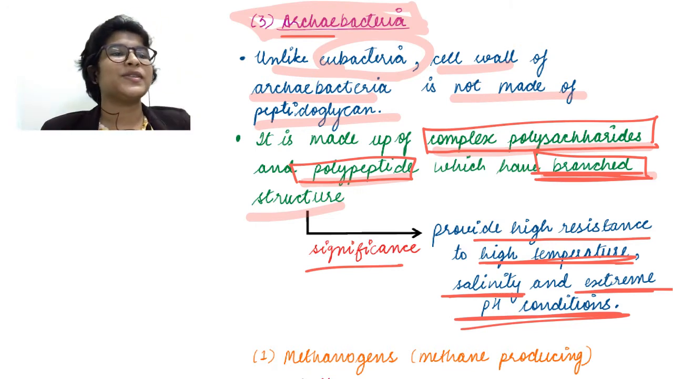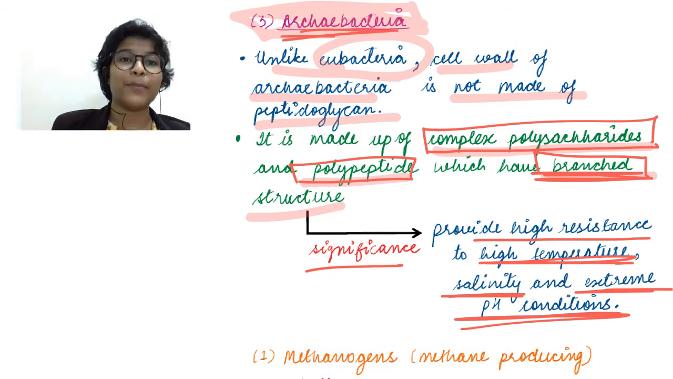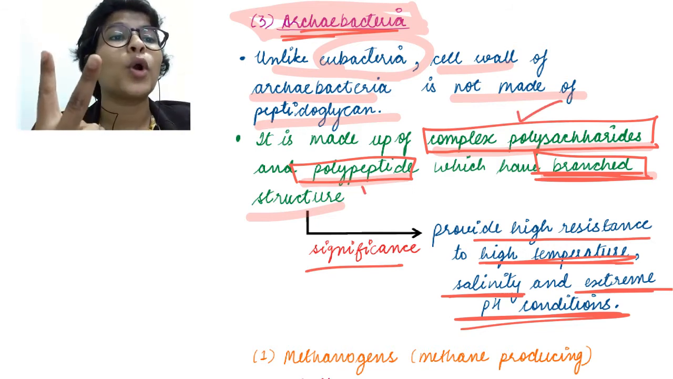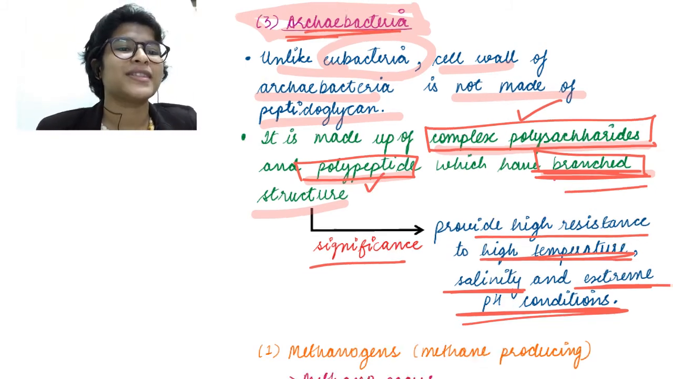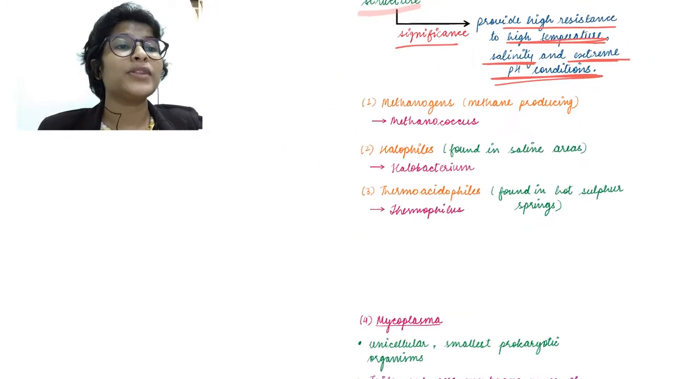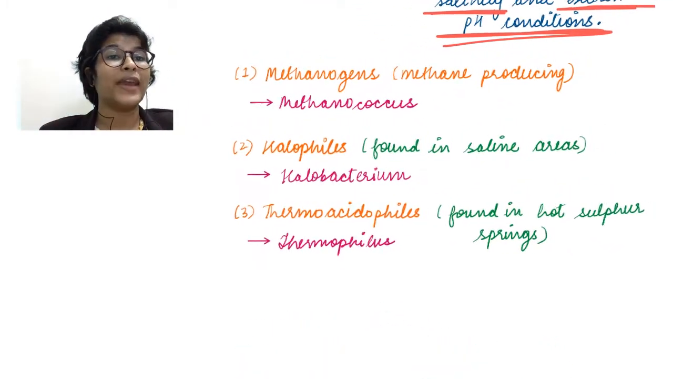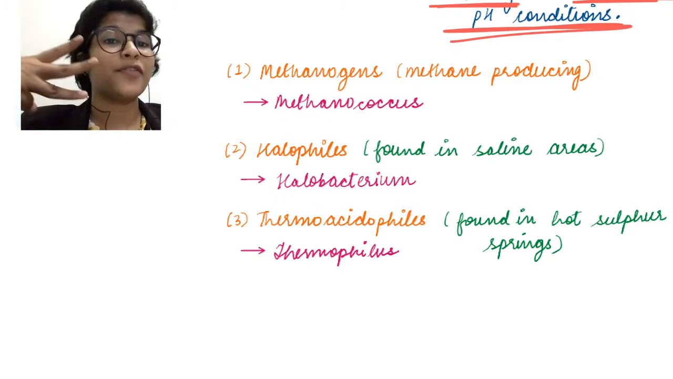ठीक है. So that is the importance of the archaebacterial cell wall made up of 1. complex polysaccharides and 2. complex polypeptides. ठीक है, with a branch structure of course. The next we are going to see are the types of Archaebacteria. Depending upon where they are found and how they derive their nutrition, there are 3 main types of Archaebacteria.